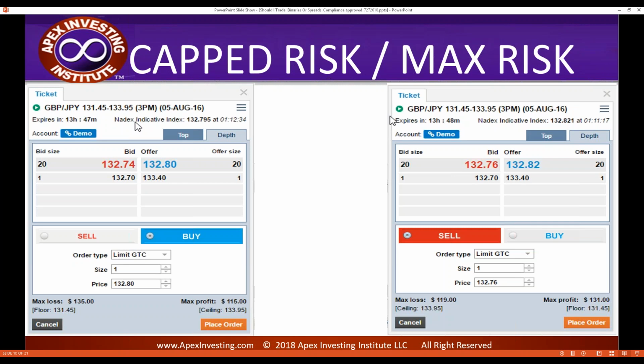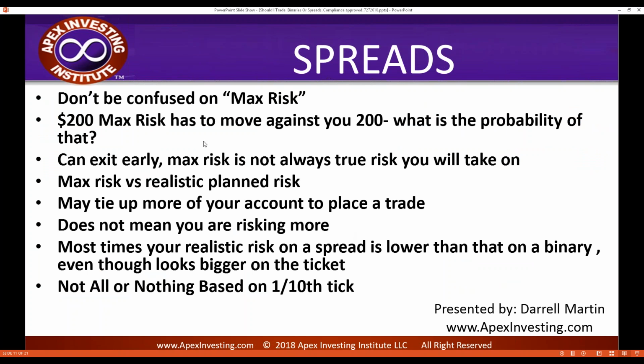Are you trading a scalping system, just going for a few ticks? Are you trading a longer term trending system? What fits your strategy and system better, the binaries or the spreads? But you also have to look at the market, and let the market tell you. Like I said, don't be confused about max risk. Just because a spread might have a higher max risk, that doesn't mean all or nothing at expiration.